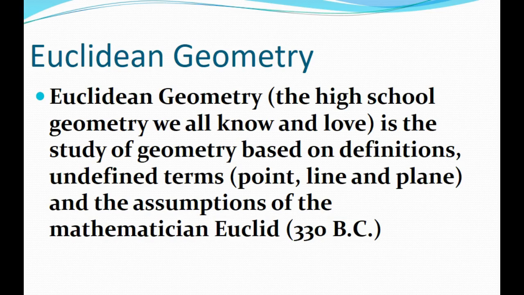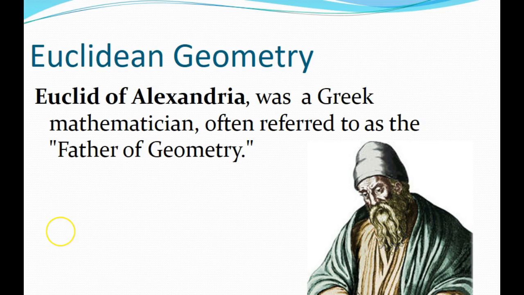So again, geometry is old, right? So this is a picture of the guy looking happy. Euclidean geometry. Euclid of Alexandria was a Greek mathematician often referred to as the father of geometry. It's his fault we take geometry, but it's a good thing because it explains a lot of our world.